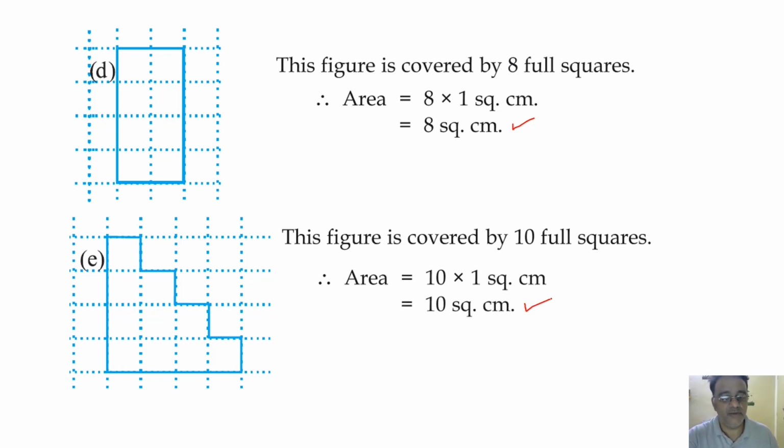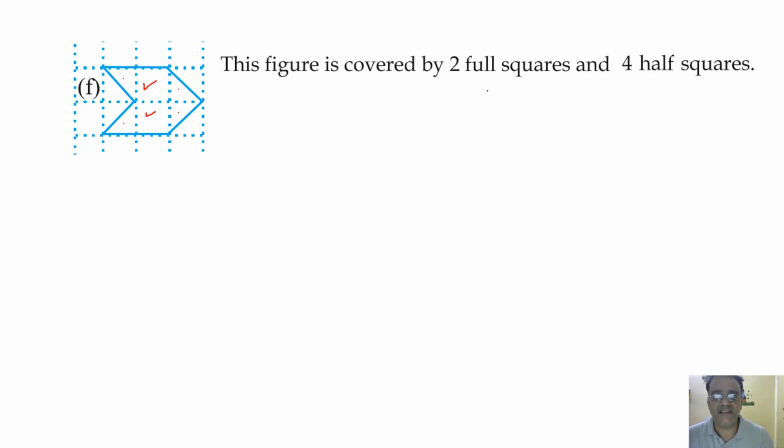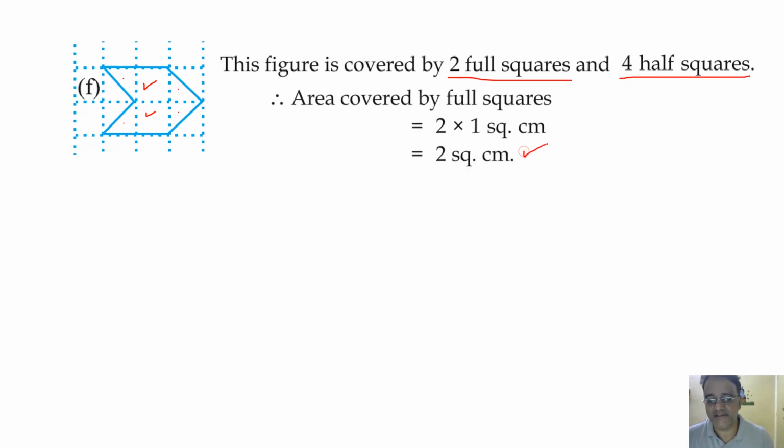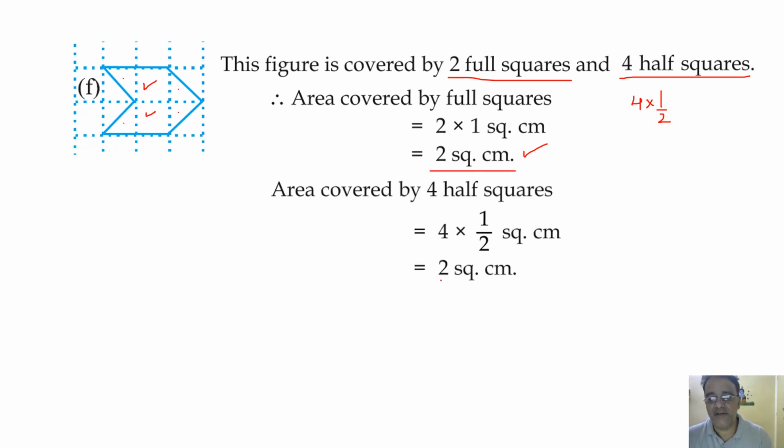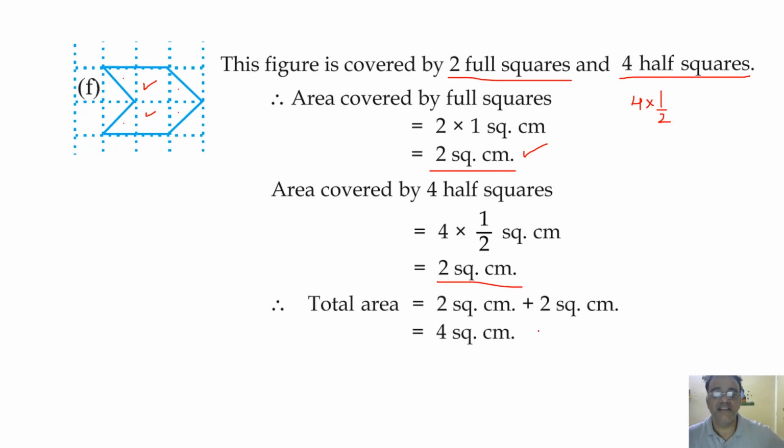Right. So now we are moving toward question number F. Here fully filled are only 2 and half filled are 1, 2, 3, 4. So this figure is covered by 2 full squares and 4 half squares. 2 full squares is 2 into 1, that is 2 square centimeter. 4 half means 4 into half, 2 square centimeter. And the total area will be 2 plus 2, that is 4 square centimeter.